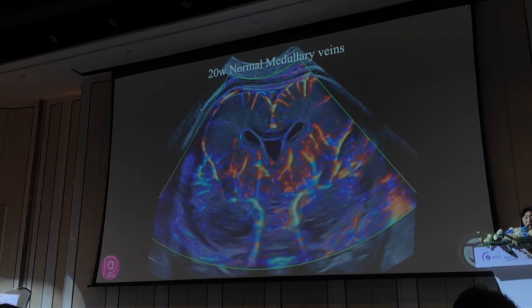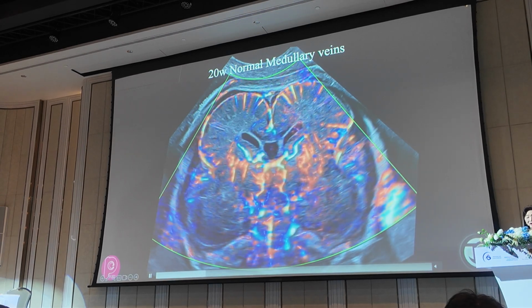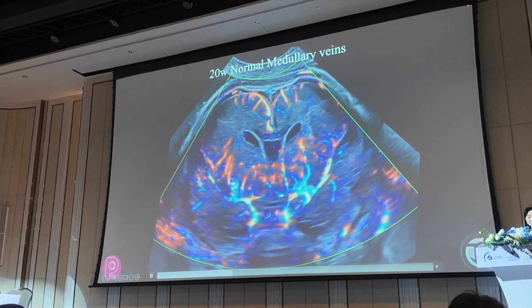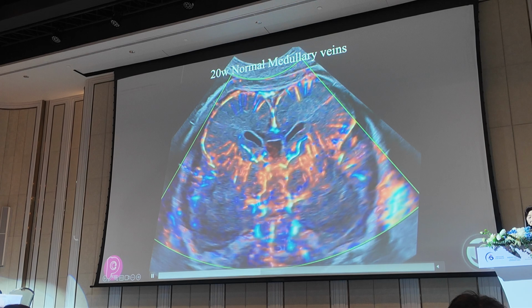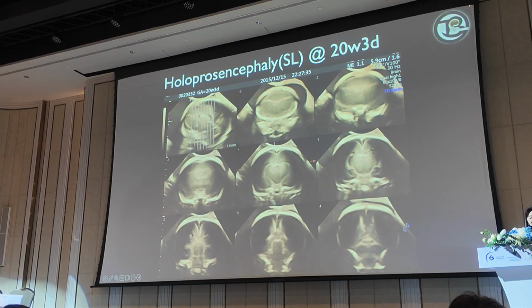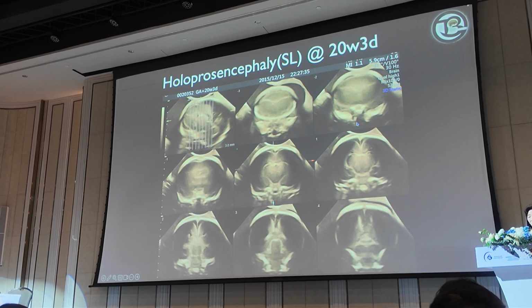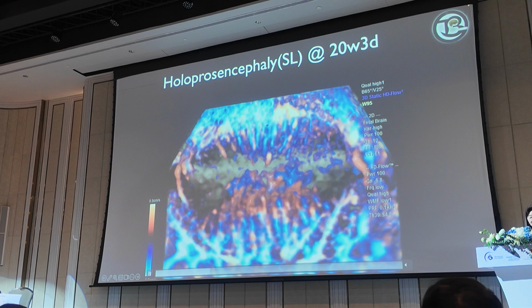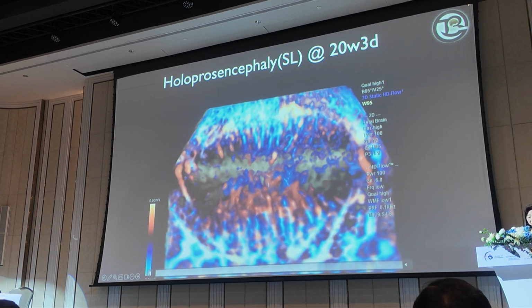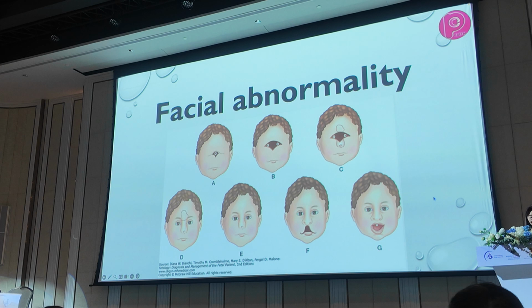And angiostructure, usually, this is the normal medullary veins. Here you can see the medullary veins and the normal reticular striatum of the arteries at 20 weeks of gestation. Now, this is holoprosencephaly at 20 weeks of gestation. Everybody knows, but this is a holoprosencephaly. Maybe you are confident. And then here you can see angiogenesis, which is a quite normal appearance.